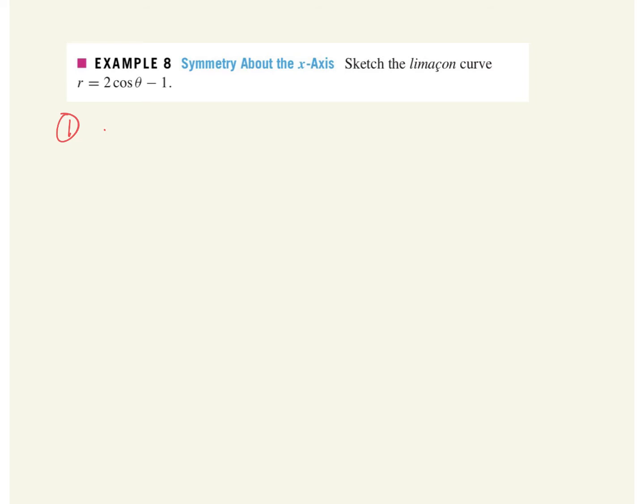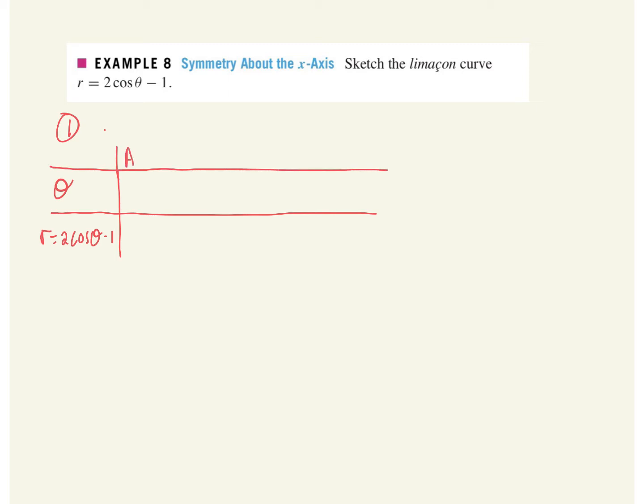It can be helpful to label these when you put them onto the polar grid because it gets messy. So I'm going to label them A through G. So I have a theta, I have my R, which is equal to 2 cos theta minus 1. And I'm going to just label those A, B, C, D, E, F, and G.